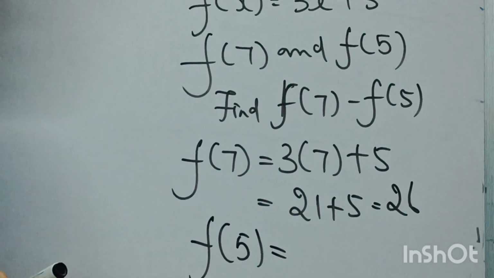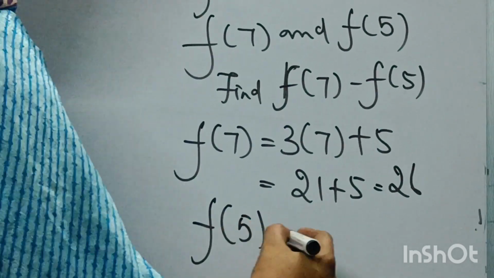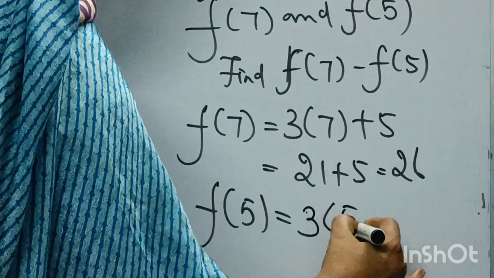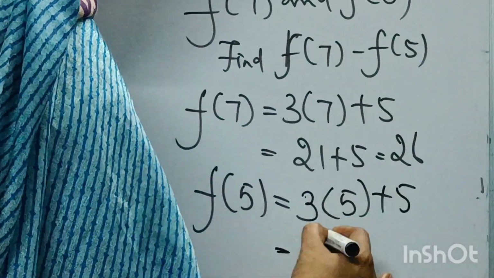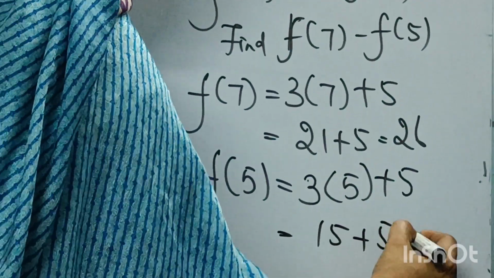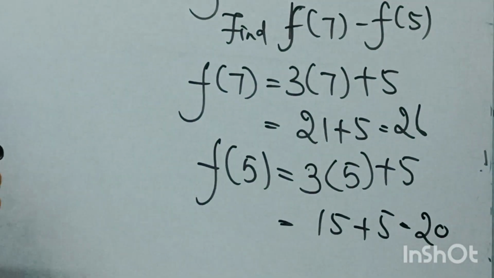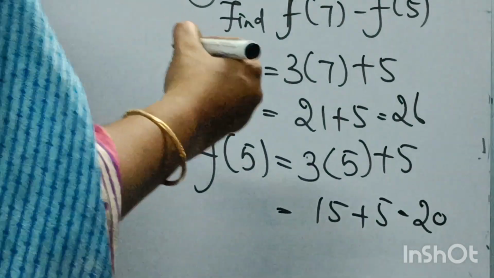And find the value of f of 5. Substitute x is equal to 5 in the given polynomial. So this becomes 3 into 5 plus 5, which is 15 plus 5, which is equivalent to 20. Now we have to evaluate f of 7 minus f of 5.